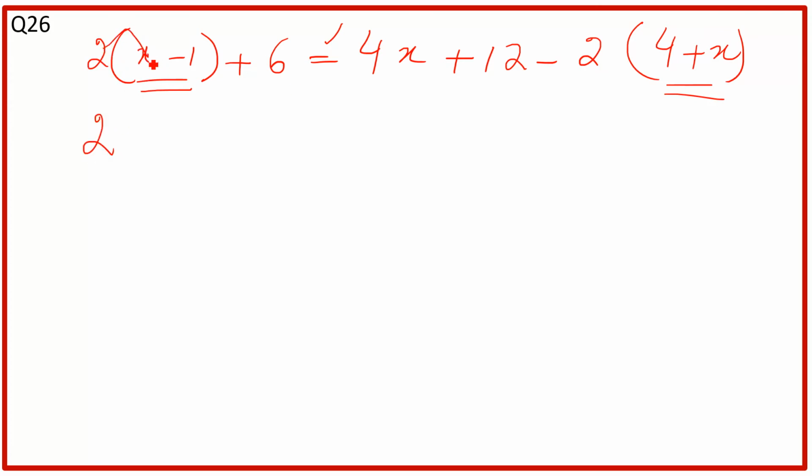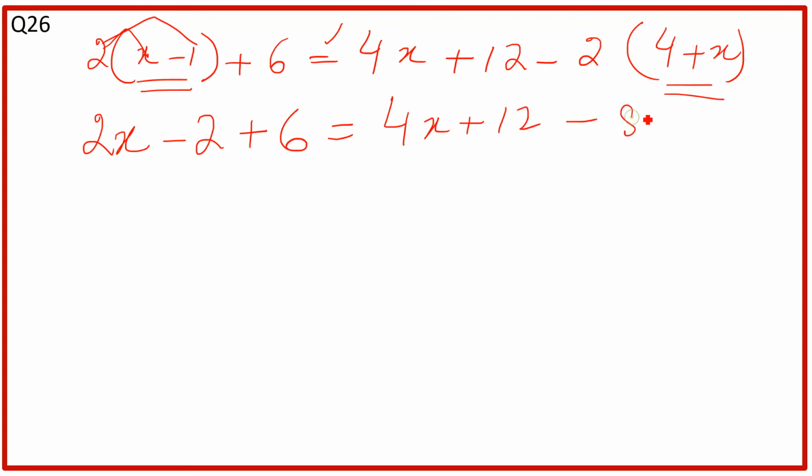First you have to multiply this 2 with x, 2 into x, then negative 1 with 2, it will be negative 2, plus 6, which is equal to 4x plus 12, here negative 8 and negative 2x.